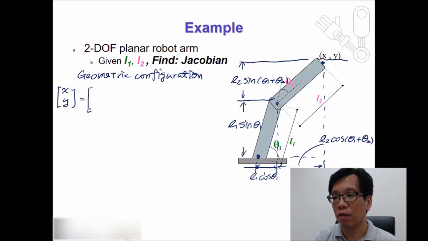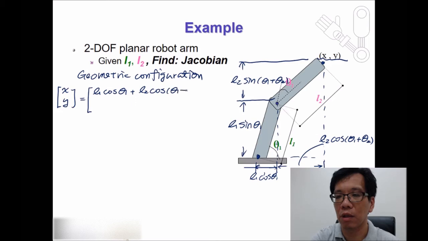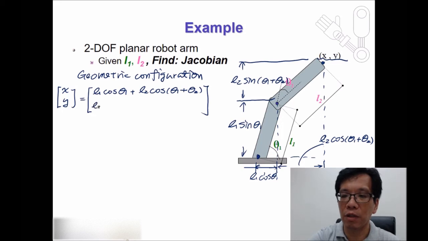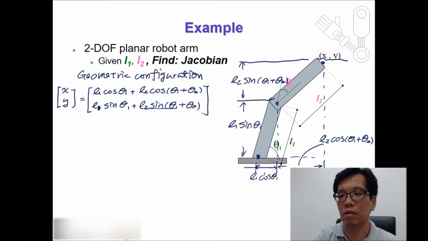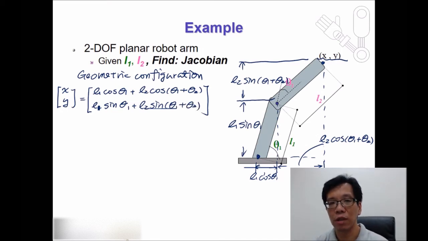So clearly, in terms of x, I get L1 cosine theta 1 plus L2 cosine (theta 1 plus theta 2). For the y direction, it is going to be L1 sine theta 1 plus L2 sine (theta 1 plus theta 2). Should be pretty straightforward. Now we have our position and the relationship between the xy position and theta 1 and theta 2.